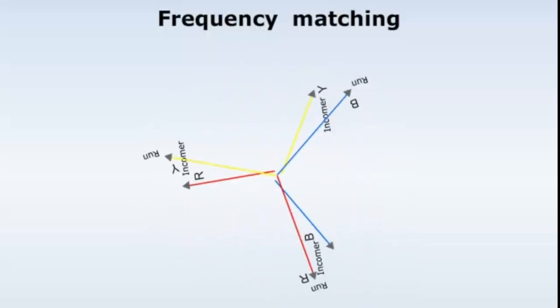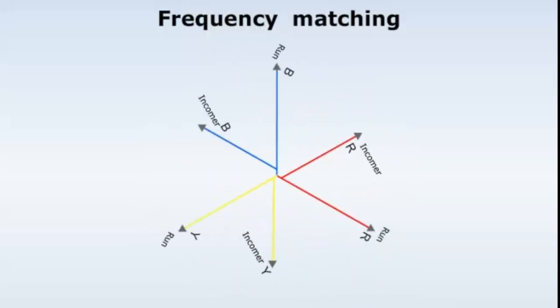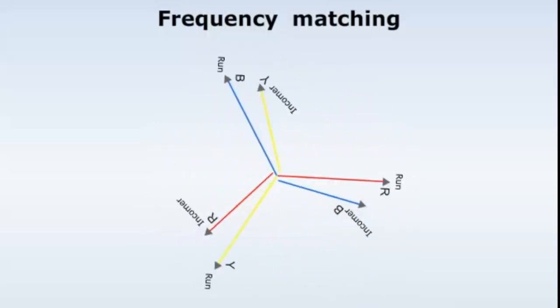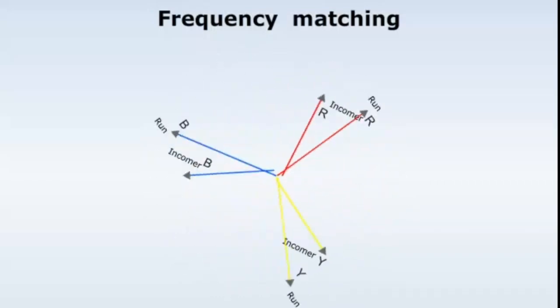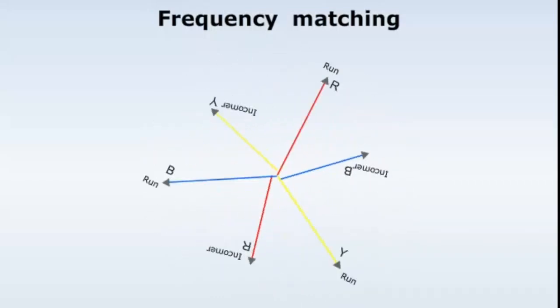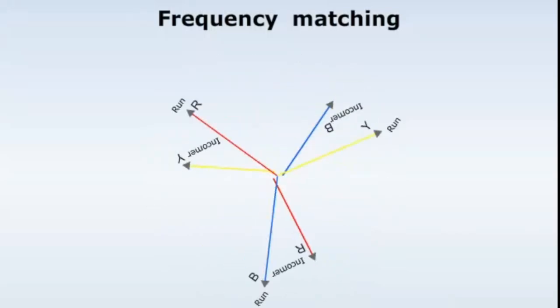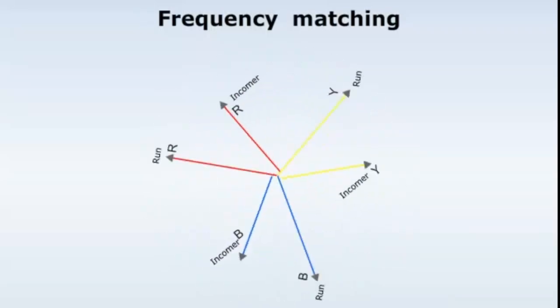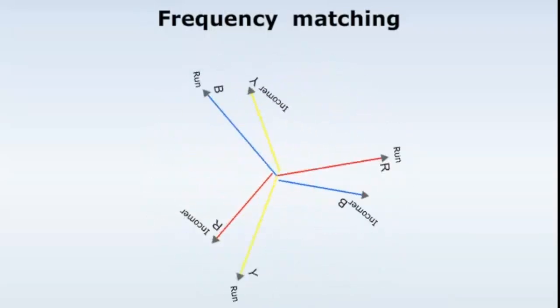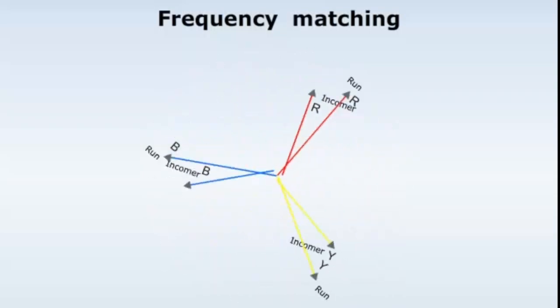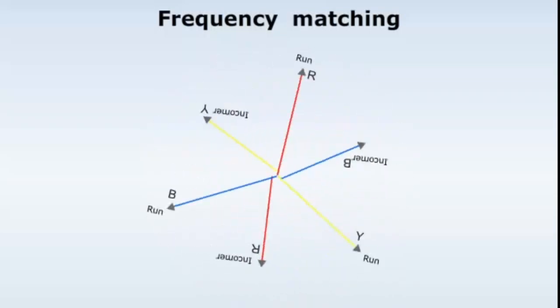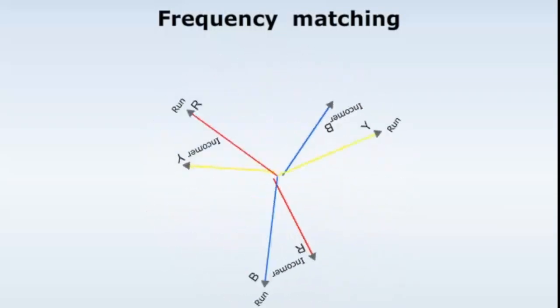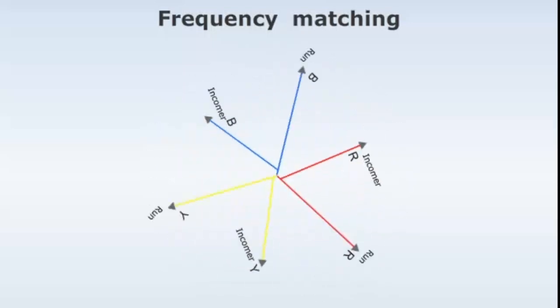A difference in frequency indicates that the amount of stored energy in the rotor of the incoming alternator is either greater or less than that of the running alternator. Therefore, if paralleling is carried out when a frequency difference exists, a surge will take place.